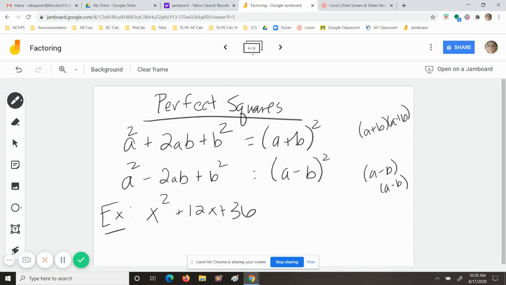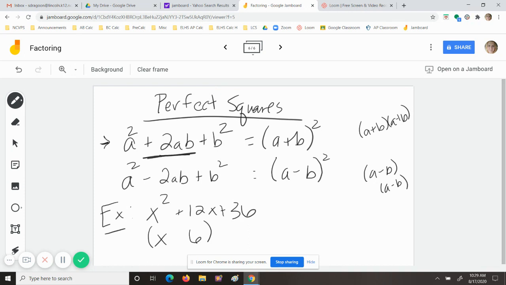We have a trinomial. Take a look at your first term and your last term. x squared, perfect square, 36, perfect square. Then we have plus 12x in the middle. So here's what you want to take a look at. If we were to take the square roots of those, we'd have x and we'd have 6, right? Now we have all pluses, so we're looking at this top formula. Take a look at the middle term here.